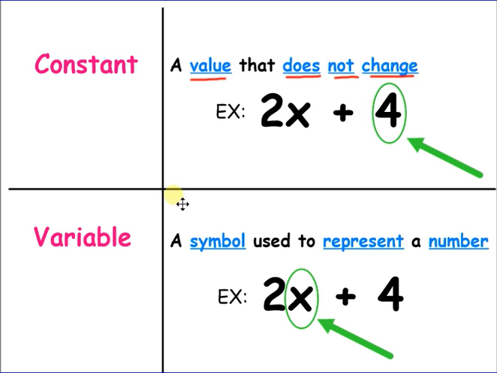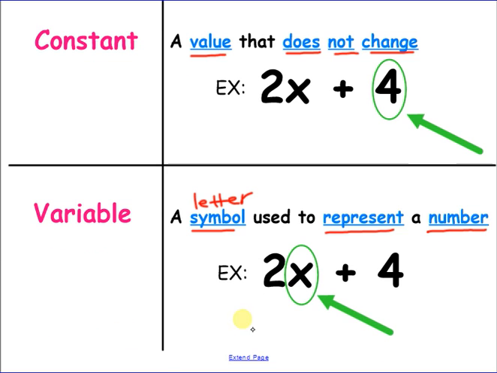Okay? Then we have something called a variable, which I touched on in the last slide. A variable is a symbol used to represent a number, and usually that symbol is simply a letter. We oftentimes use X, we use Y a lot, we use W, but you can use any letter that you want to unless I specifically tell you to use a letter. Okay, and so a variable is simply a letter that we use to represent a number.